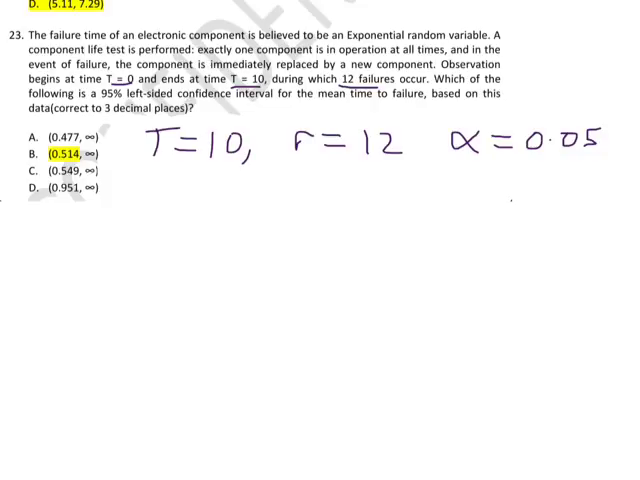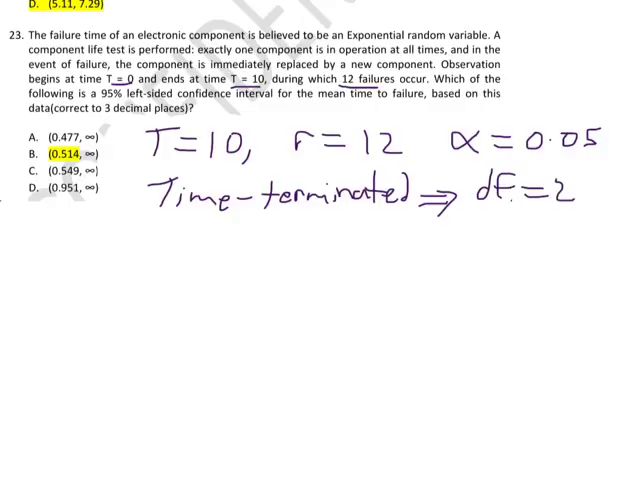We need to know whether it's a time-terminated or failure-terminated test. Well, in this case we've been told the time is 0 to 10, and during that time 12 failures occur. It doesn't say that the 12th failure occurred at exactly 10, so we can assume this is a time-terminated test. And that implies that we don't use degrees of freedom of 2R. We use degrees of freedom of 2R plus 2, or in this case 2 times 12 plus 2, which is 26.